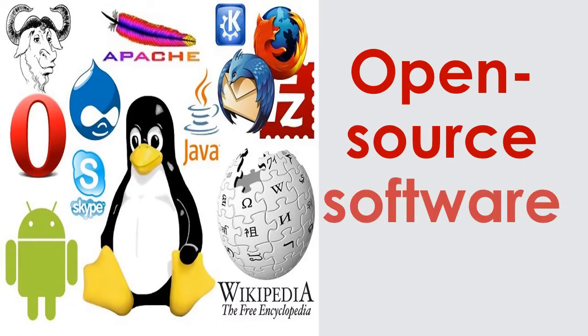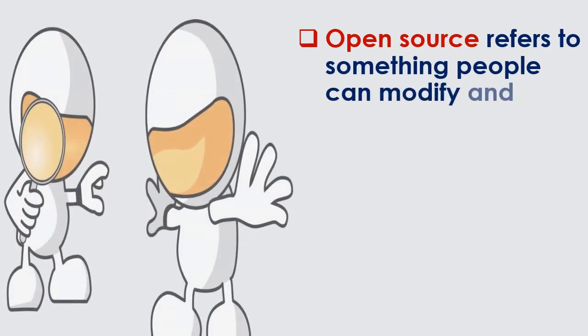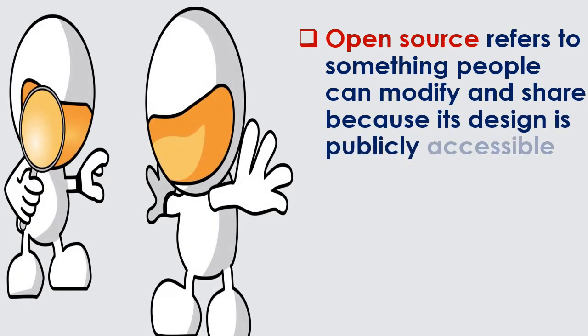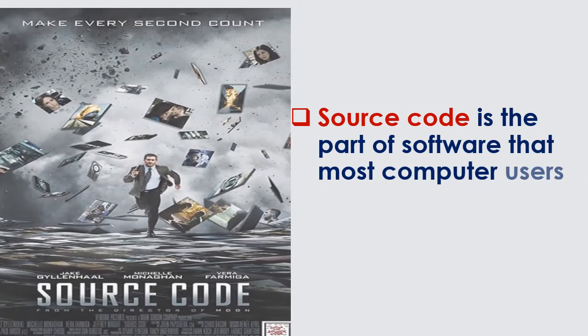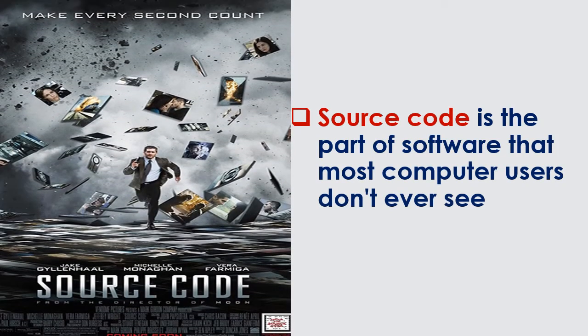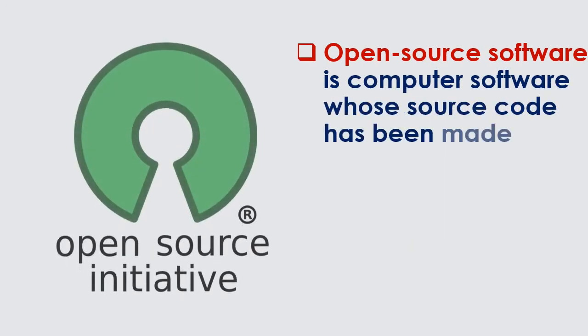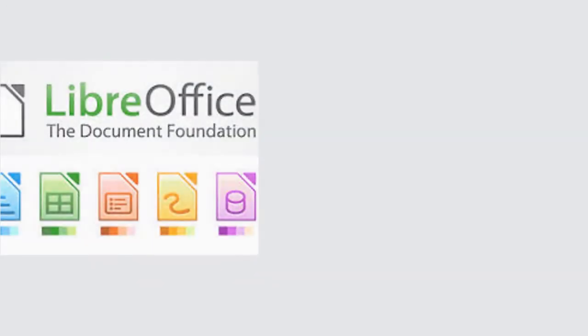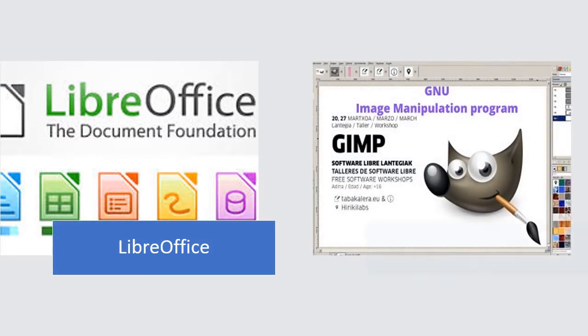Open source software. Open source refers to something people can modify and share because its design is publicly accessible. Source code is the part of software that most computer users don't ever see. It's the code computer programmers can manipulate to change how a piece of software, a program or application works. Open source software is computer software whose source code has been made publicly available. LibreOffice and the GNU Image Manipulation Program are examples of open source software.